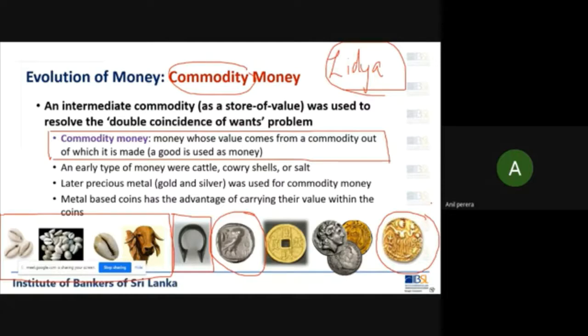Have you ever seen this? Is that Sri Lanka, sir? Okay, the first hurdle is passed. It's a Sri Lankan coin. Okay. Have you seen this?